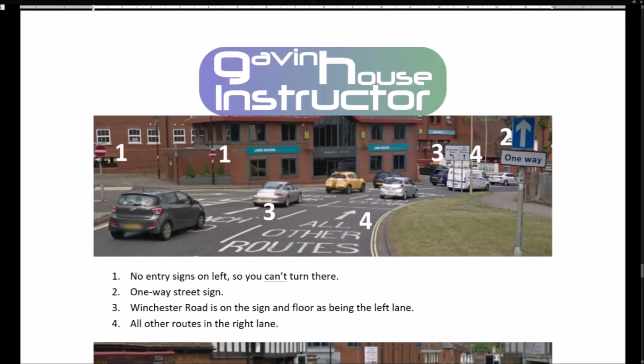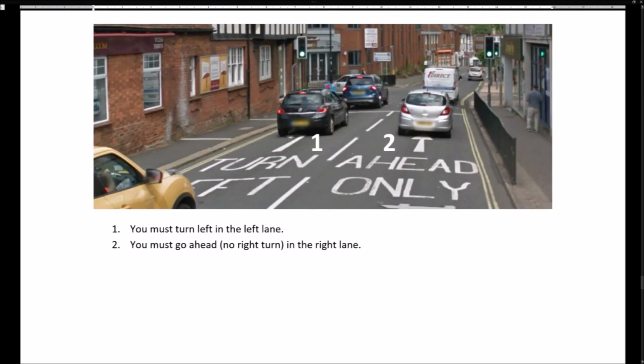1. No entry signs on left, so you can't turn there. 2. One-way street sign. 3. Winchester Road is on the sign and floor as being the left lane. 4. All other routes in the right lane. 1. You must turn left in the left lane. 2. You must go ahead, no right turn, in the right lane.